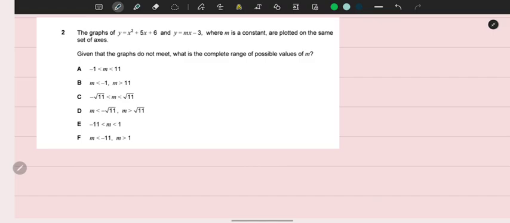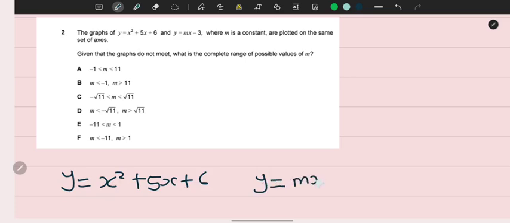So we have two functions there, and the two functions are y equals x squared plus 5x plus 6 and y equals mx minus 3. And we have a condition that these two functions do not meet. Then we should find the possible range of values of m.